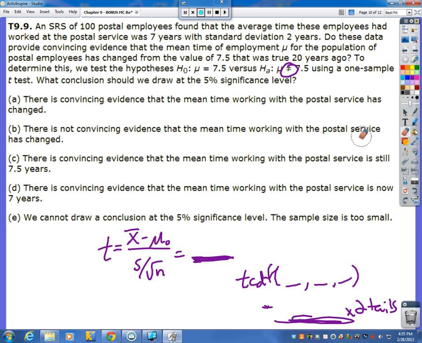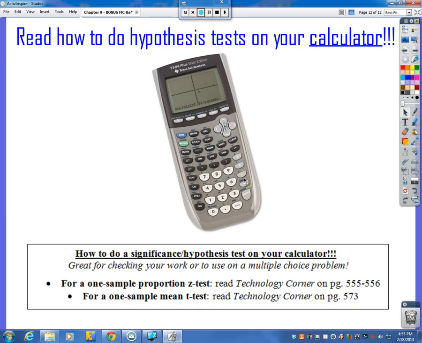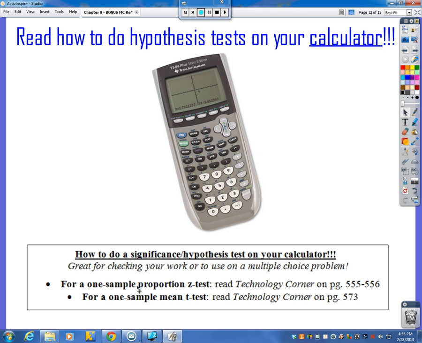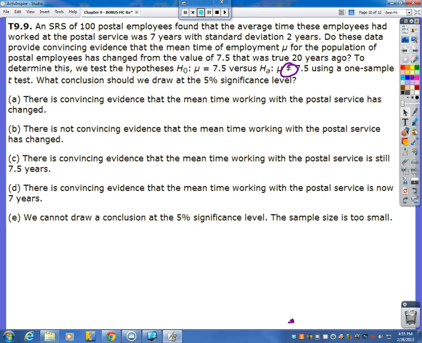So if you haven't looked at this yet, I had a little blurb for this at the end, so let me just jump ahead real quick. How to do hypothesis tests on your calculator. On the bottom of the front page of your notes, I have this little box here. So a one sample mean t-test. Read the technology corner on page 573, and it will show you how to do it. Now let me just jump back to this problem and let's actually do it.